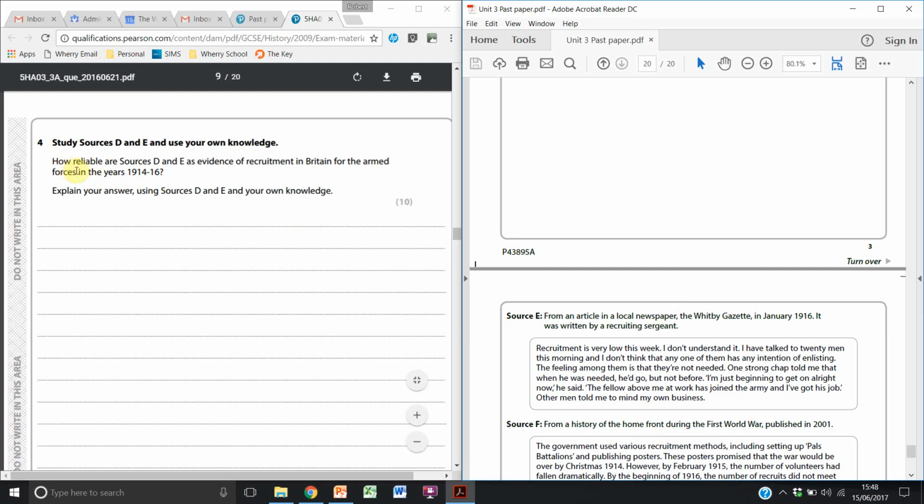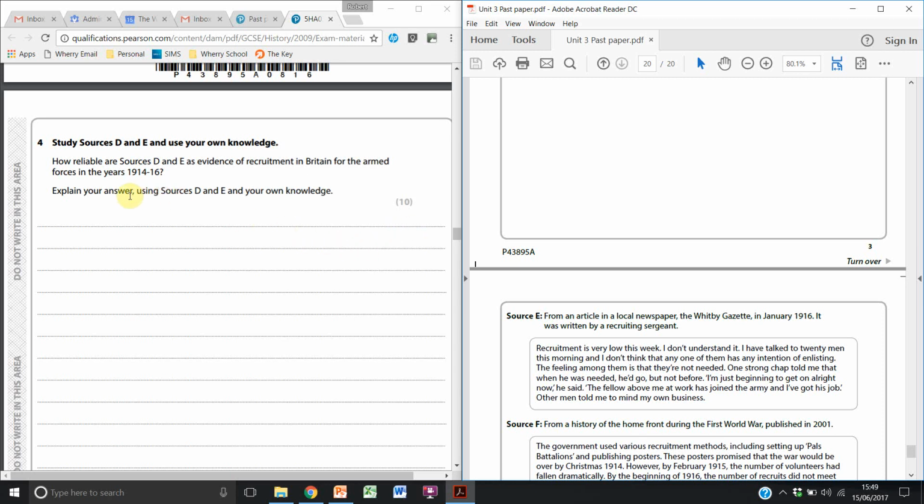And it says, how reliable are sources D and E as evidence of recruitment in Britain for the armed forces in the years 1914 to 1916? And then explain your answer using sources D and E and your own knowledge. And again, this is worth 10 marks. So similar to question 3, you're looking to spend no more than 15 minutes on your answer, unless you've got extra time.